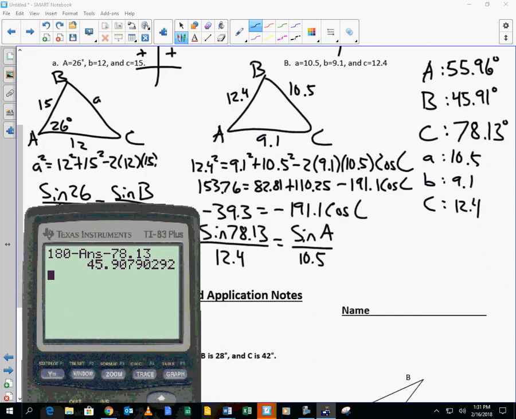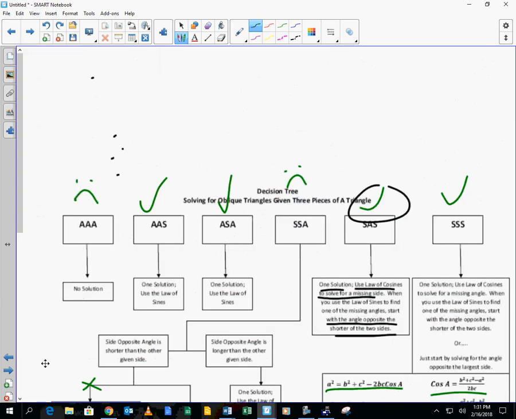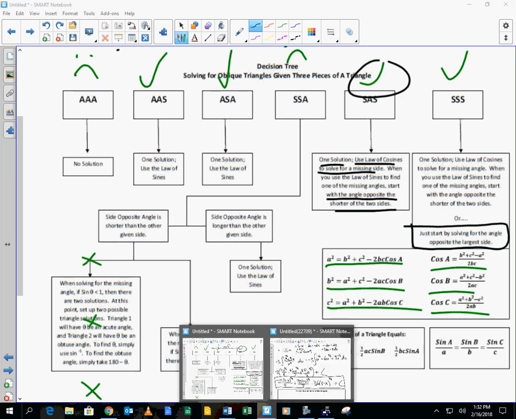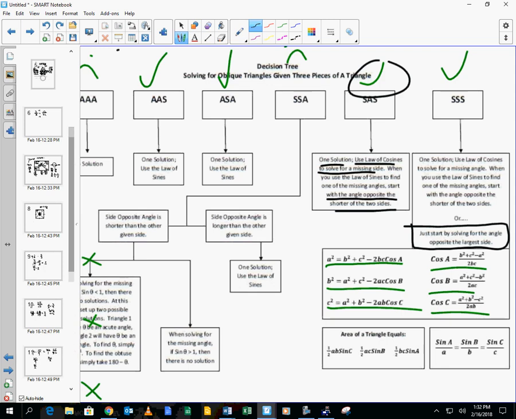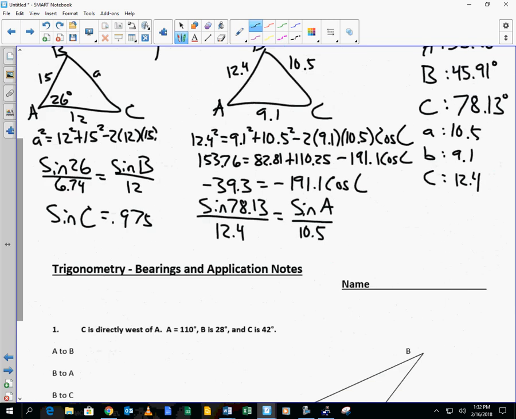First of all, your decision tree for side, side, side says side, side, side, one solution. Just start by solving for the angle opposite the largest side. So that's a fail-safe. If you want to understand why, again, what we say is this. Cosine knows the difference between positive and negative. It knows the difference between being in the first quadrant and the second quadrant.